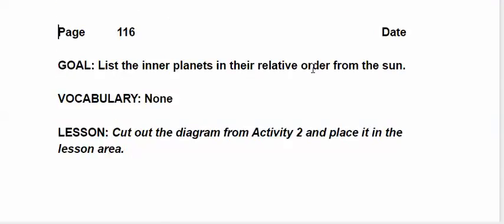Page 116, now we're talking about the order of the planets. In this one, there's no vocabulary. You're going to cut out your diagram from activity 2 and put it down here for the lesson. You can make it fit however you want, either left to right or up and down.